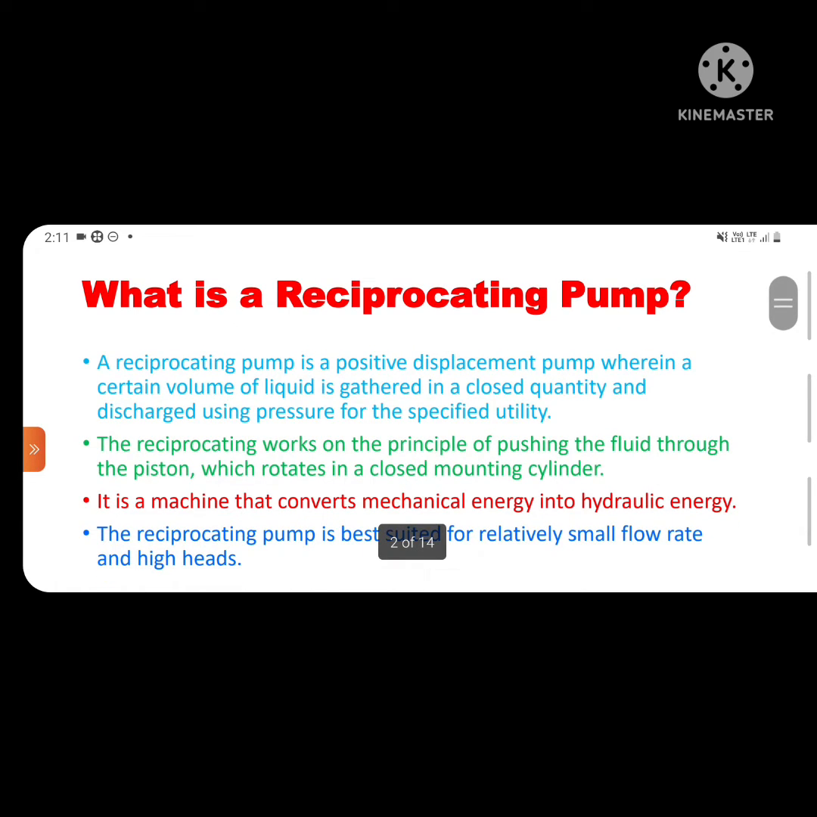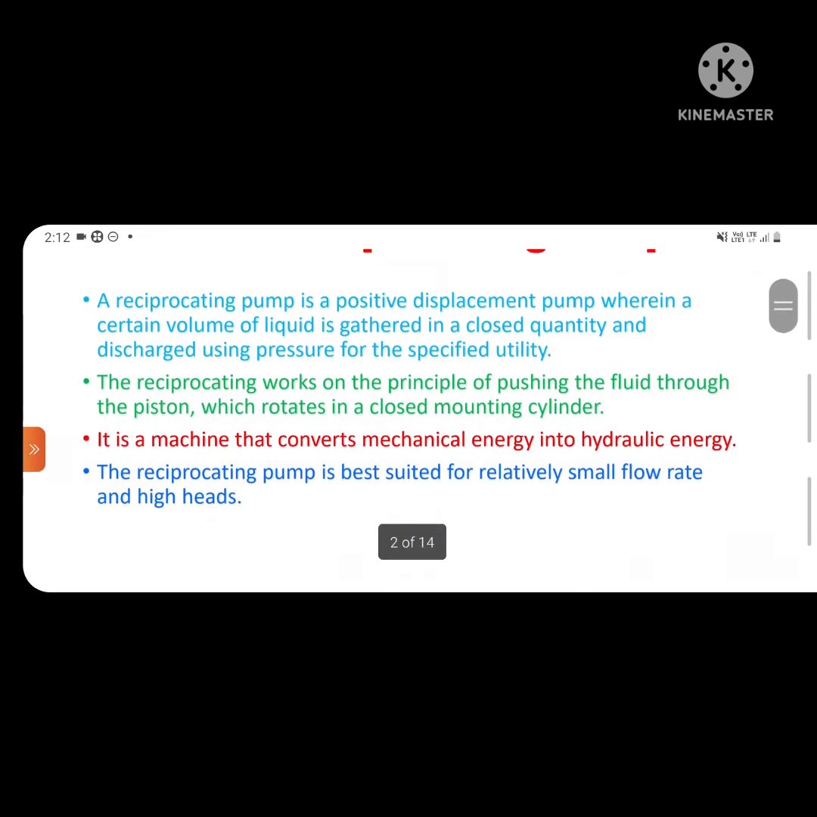Actually, in a reciprocating pump, there is a reciprocating motion that takes place. Reciprocating, to and fro motion of the piston inside the cylinder takes place. A reciprocating pump is a positive displacement pump wherein a certain volume of liquid is gathered in a closed quantity and discharged using pressure of the specific quantity.